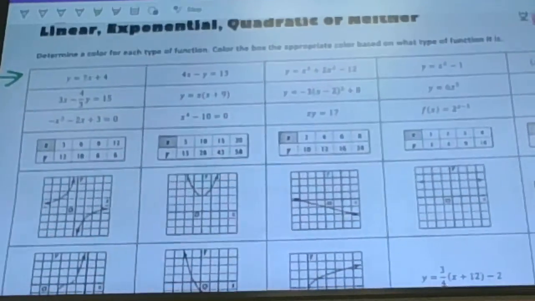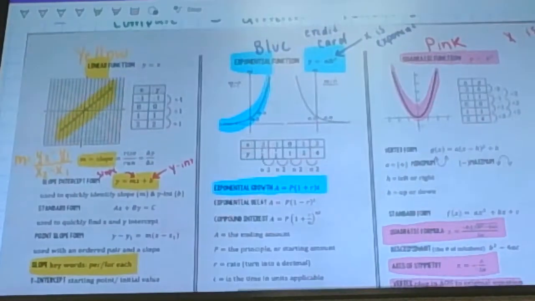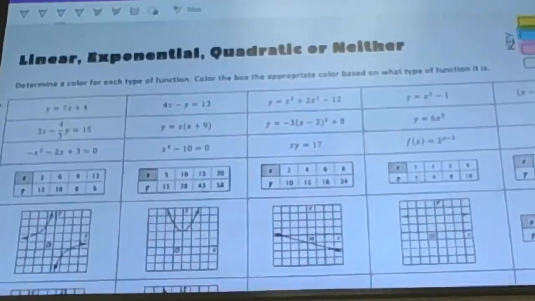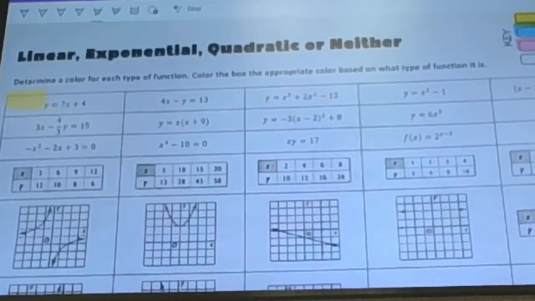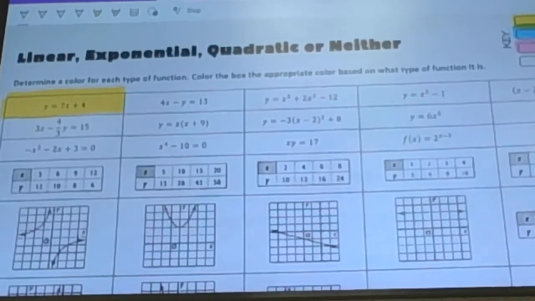When I look at this first box, what does it look like? What form? It looks like slope-intercept form. It looks just like y equals mx plus b, which is linear. So I can go ahead and highlight this first box yellow. If you don't want to highlight, you could also write an L for linear. That's slope-intercept form. That's a straight line. That models a linear function.